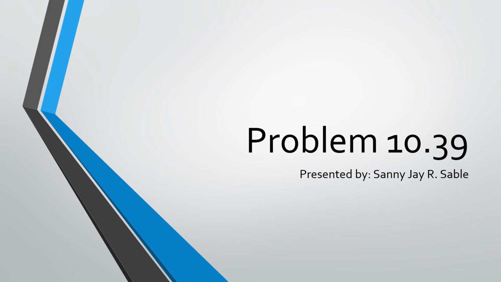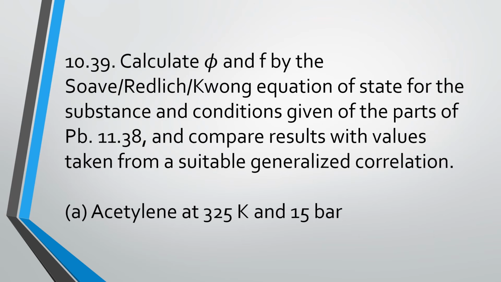Hey guys, now I am going to discuss the solution to problem 10.39. Calculate phi and fugacity by the Soave-Redlich-Kwong equation of state for the substance and conditions given of the parts of problem 11.38, and compare results with values taken from a suitable generalized correlation. In this problem, we are going to solve acetylene at 325 Kelvin and 15 bar.